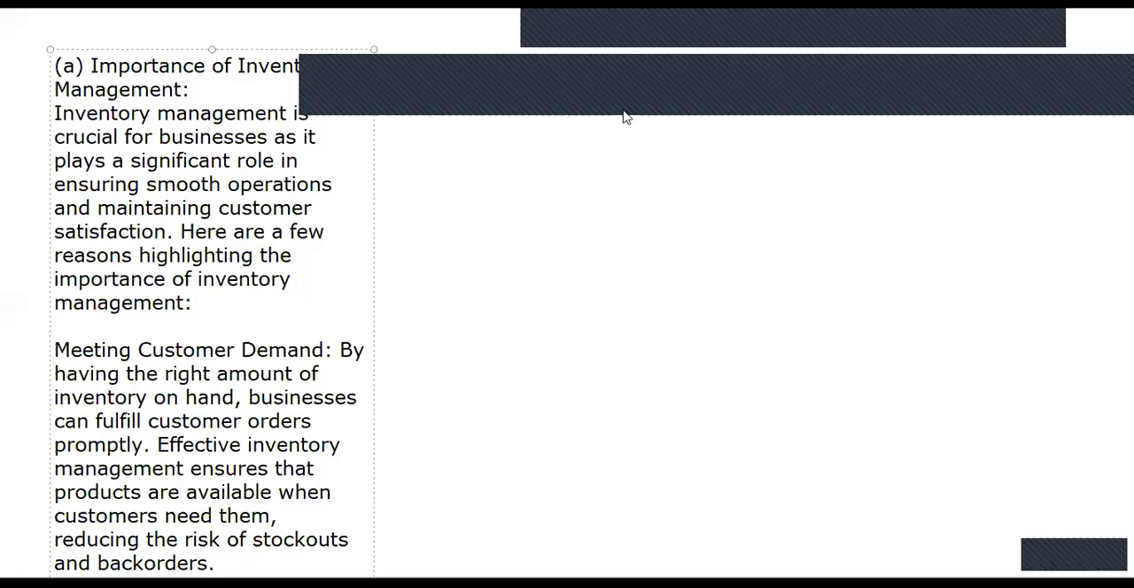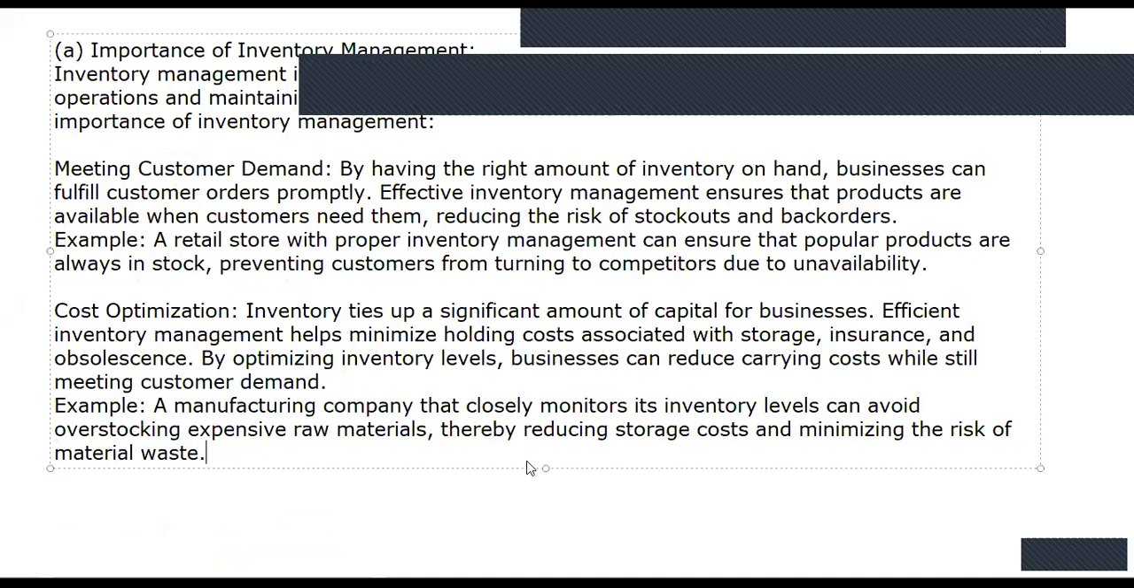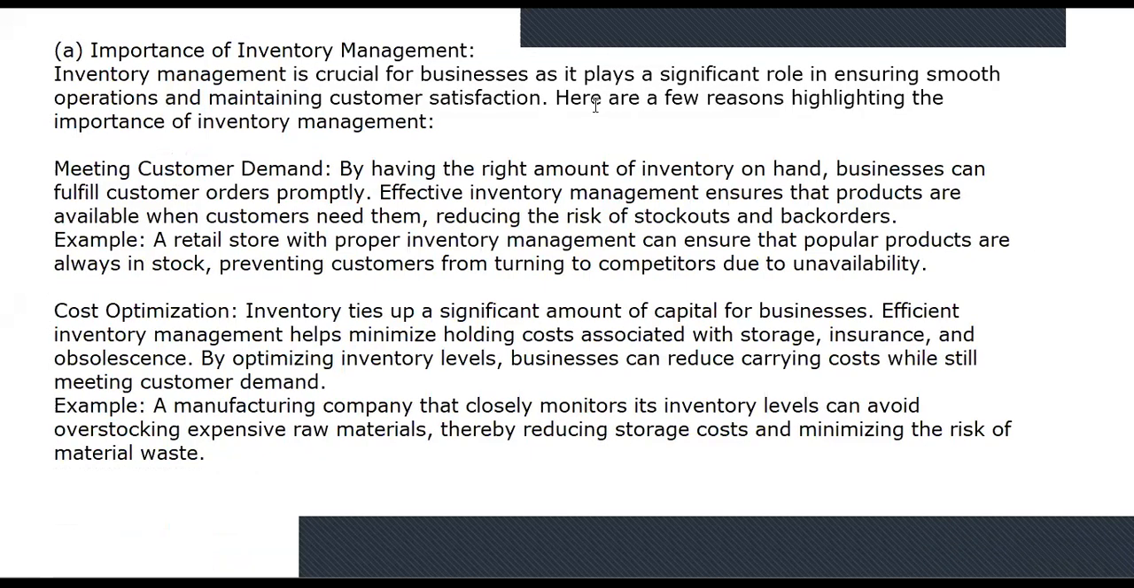So the importance of inventory management for businesses is as follows. Number one, inventory management helps to meet customer demands by having the right amount of inventory on hand. Businesses can fulfill customer orders promptly. Effective inventory management ensures that products are available when customers need them by reducing the risk of stock out and back orders.